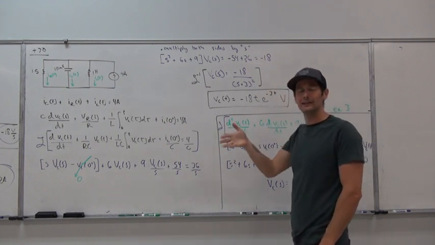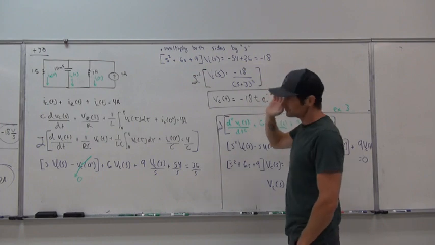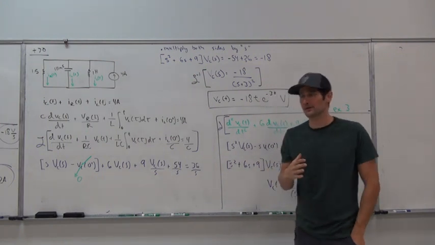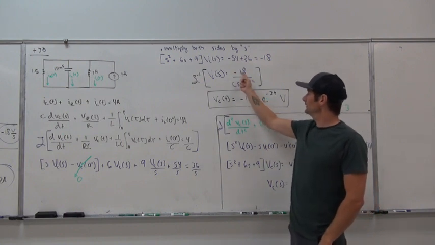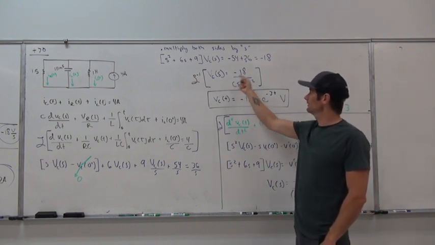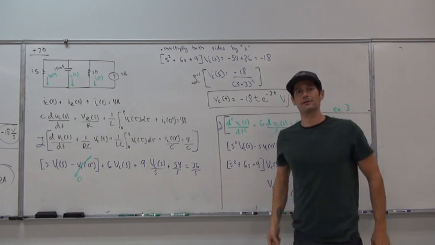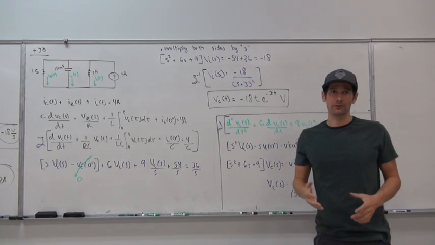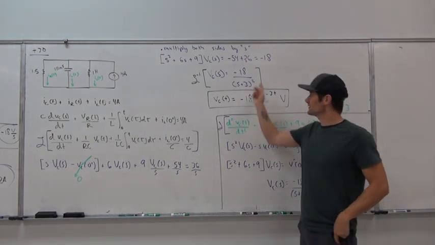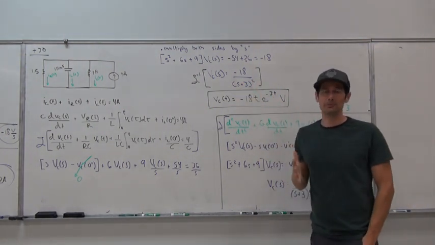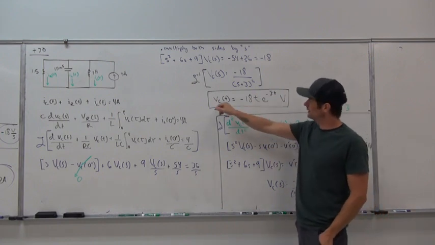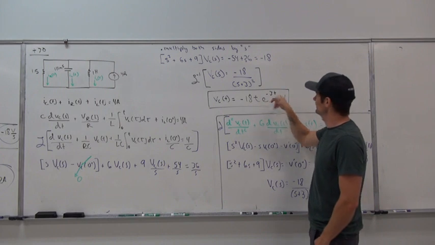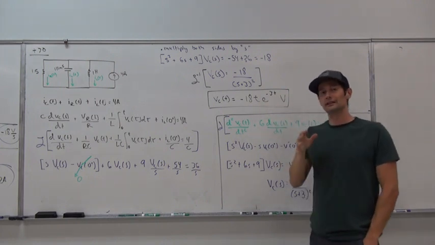We've seen negative 18 in this problem already. But the nice thing is we don't have to do partial fraction expansion on this problem. When we solve for Vc of s, we get negative 18 over s plus 3 squared. Because of that, there's no reason to go through partial fraction expansion, because we can readily take the inverse Laplace transform of this. When we do that, Vc of t is equal to negative 18 times t times e to the negative 3t volts.